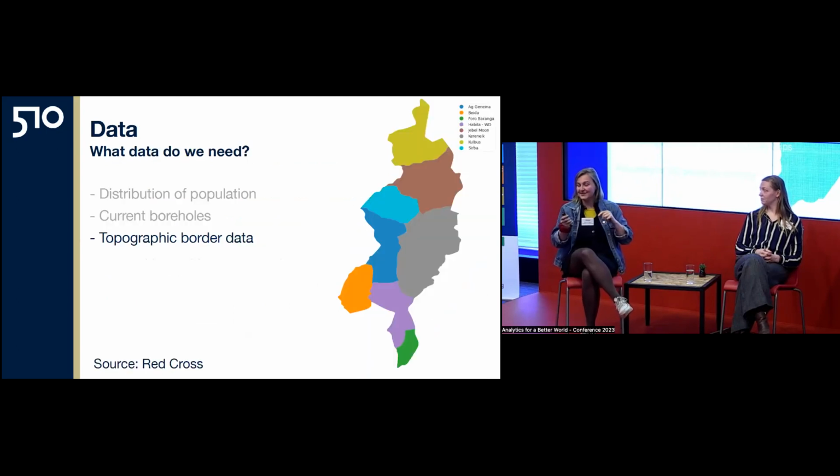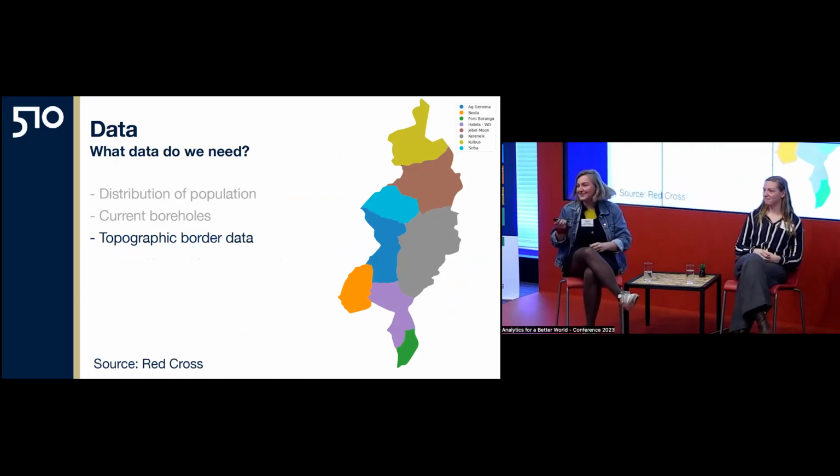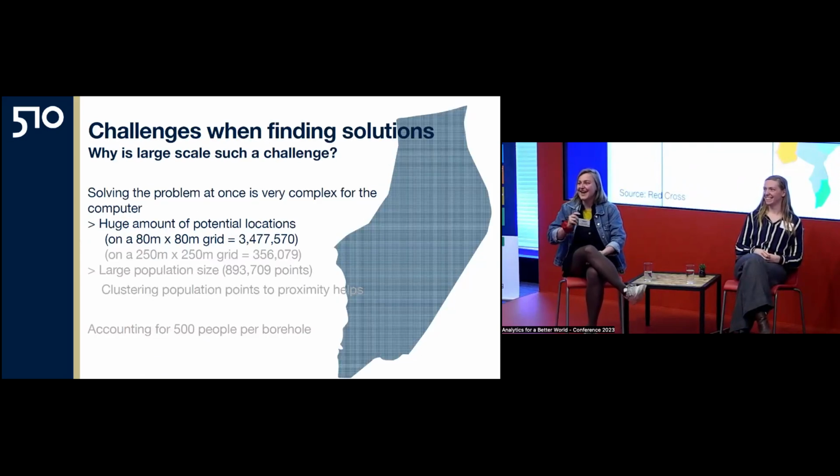This is this tiny little bottom part, the green one. I forgot what the name is exactly. It's difficult. Anyhow, here you see an 80 by 80 meter grid, and in this small little part it's already almost barely visible how many points this can actually be. And for the entire country, this is almost 3.5 million possible borehole locations.